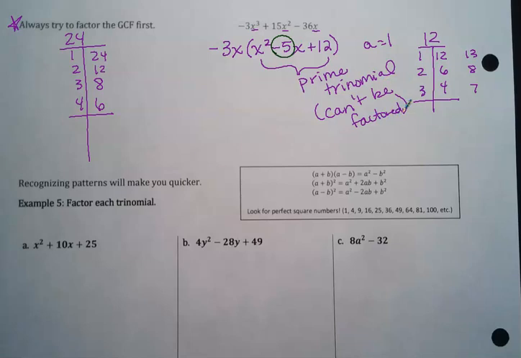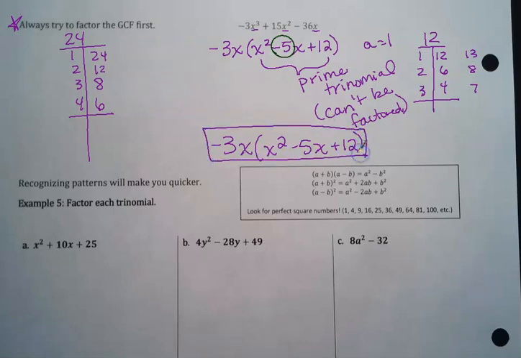So you're done. Your final answer to factoring it is negative 3x times the quantity x squared minus 5x plus 12. Okay, that is it. That is that trinomial factored as far as it goes. Okay, let's look at our patterns.